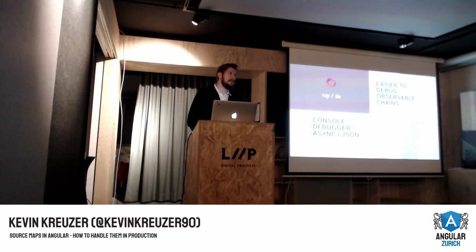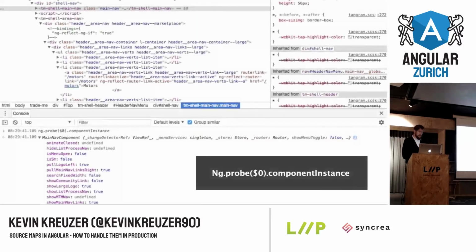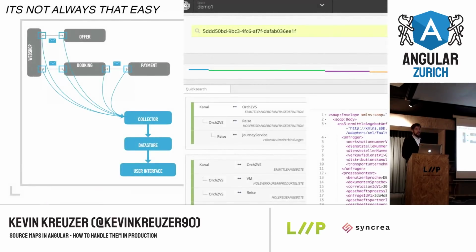So we can more easily debug the observable chains. We can put in some tap operators, also console.log statements, put in direct debugger statements, or in our template, subscribe with the async pipe and json. So those are the advantages. We can also try to apply fixes. And when we do that locally, we also have ng.probe available, which we don't have after an AOT build. And that's kind of nice. But it's not always that easy.